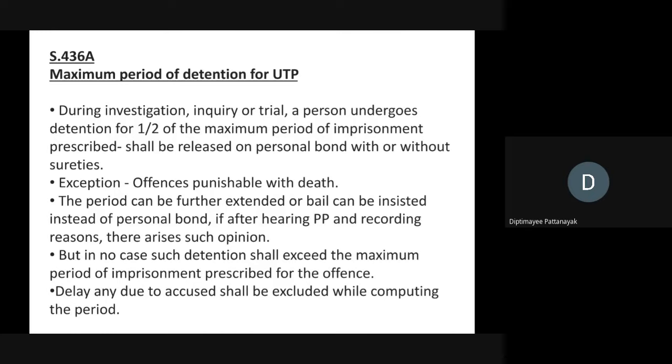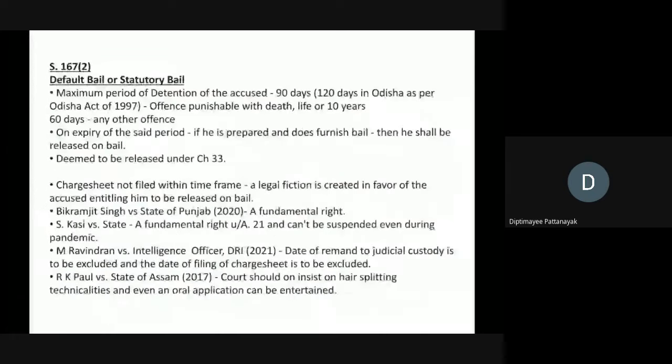If any such delay is made because of the fault of the accused, then such period shall be excluded while computing the period of detention. Now comes the most talked about, or most confusing, provision. I would not say it is that confusing, but it is widely treated as a confusing provision: section 167(2), that is, default bail or statutory bail, as it is largely put.